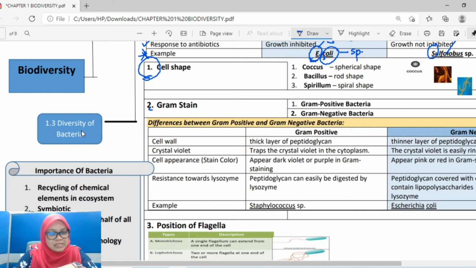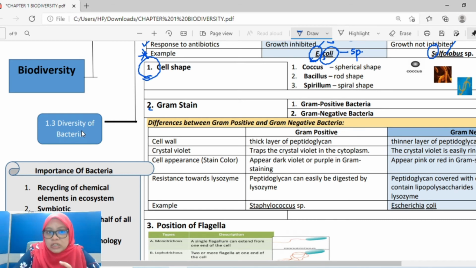3 bentuk utama saya cakap. Maksudnya dia boleh ada dalam bentuk lain lah yang kita tak sebut kat sini. Contohnya vibro. Vibro dia macam bentuk vibrate. Lepas tu dia ada bentuk yang macam bentuk koma. Tapi kita tak nyatakan kat sini. Silibus kamu kita tekankan only 3 shape.